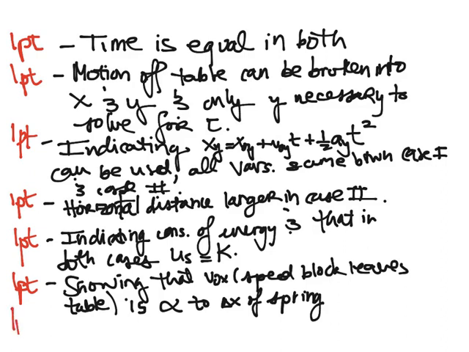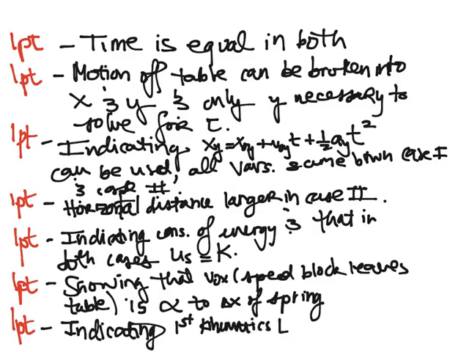And then finally, you get 1 point for indicating the first kinematics equation, XX equals XOX plus VOXT plus 1/2 AXT squared can be used for your final answer.